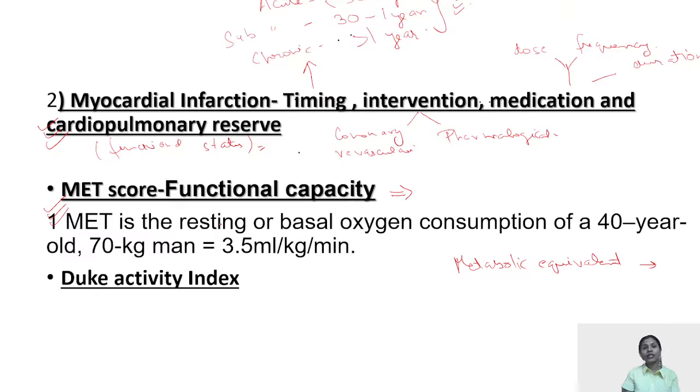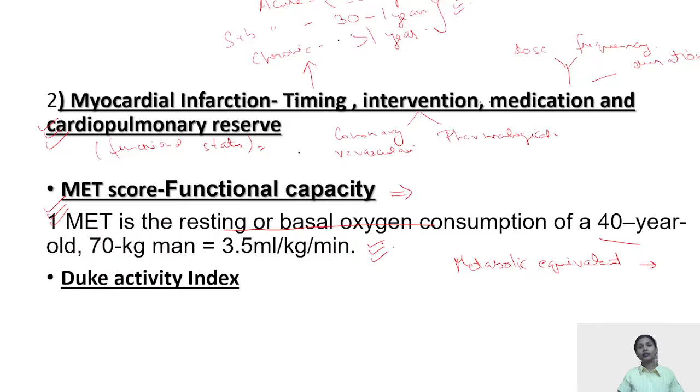One MET is the resting or the basal oxygen consumption of a 40-year-old 70 kg man, which is equivalent to 3.5 ml per kg per minute. This is equal to 1 MET. By 1 MET we mean, for example, a person can walk around less than 100 steps, or the person can do washing, or he can go to his washroom, etc. This is just the 1 MET.